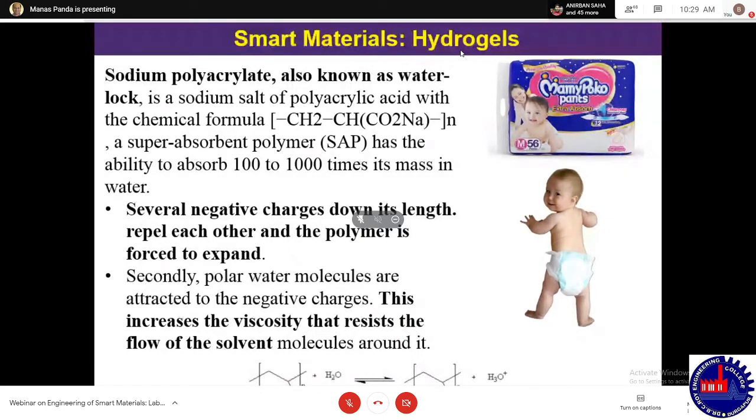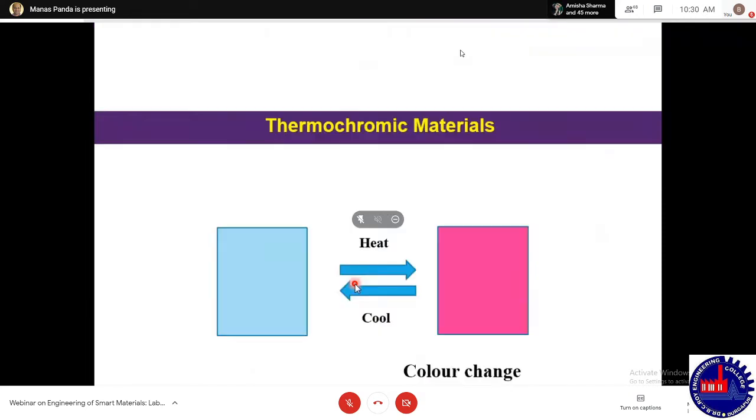And as soon as they expand, their viscosity also increases, so that the water molecules inside cannot behave as a fluid, so they cannot flow. So that is why they are trapped and they are not wet. So that's the chemistry of one of the smart materials, which is hydrogel.